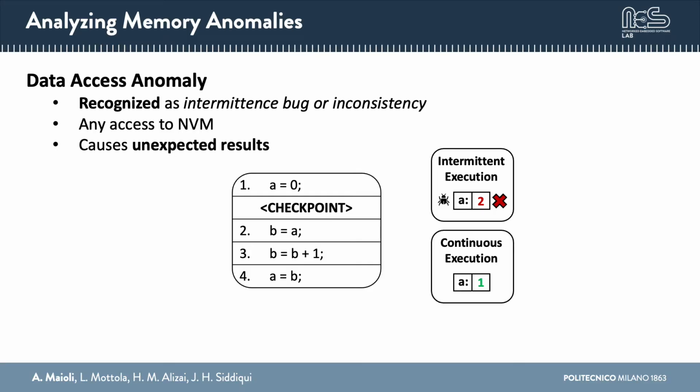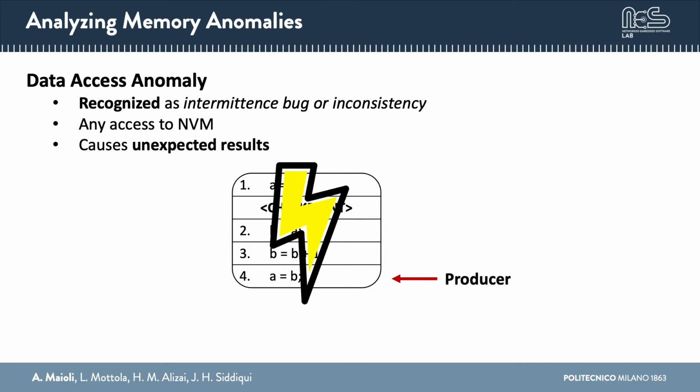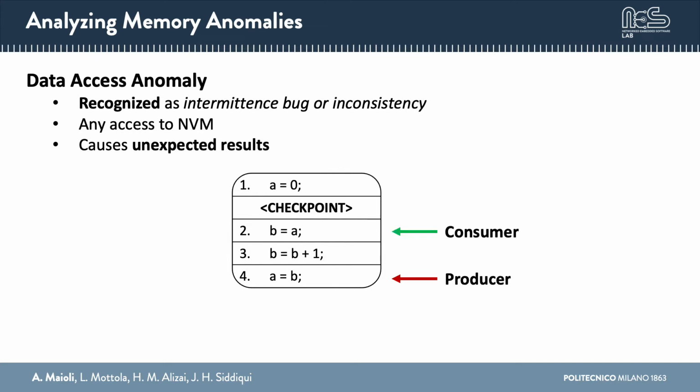The intermittence anomaly which we described before can happen whenever there is a memory location that is allocated onto non-volatile memory, and can cause unexpected results. We call this anomaly data access anomaly. A data access anomaly happens because there is an instruction, which we call producer, which alters a non-volatile memory location. Then, a power failure causes the re-execution of another instruction, which we call consumer, that reads the altered non-volatile memory state.